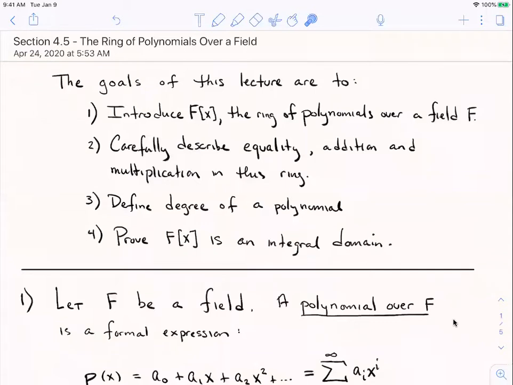So I'm going to introduce that ring of polynomials. I want to carefully describe what I mean by polynomials being equal. I want to give you formulas for adding and multiplying them, but again, you already know these formulas. You can add and multiply polynomials as well as I can. I also think you know what I mean by the degree of a polynomial, but I want to define it in our formal setting. And then I want to prove that the ring of polynomials is an integral domain.